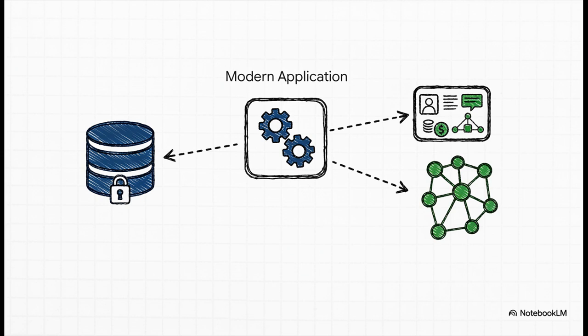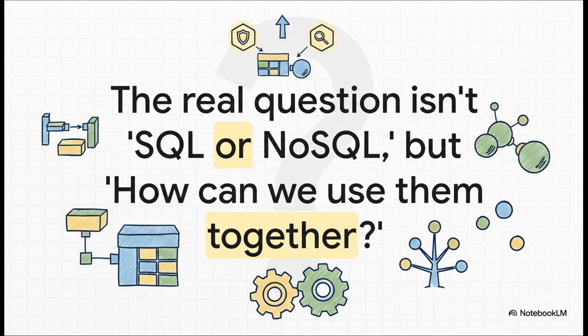They'll use a rock-solid SQL database for the super-critical stuff, like user accounts and financial transactions. And then they'll use a speedy NoSQL database for things like a real-time social feed or a product recommendation engine. It's the best of both worlds. And that really brings us to the final, most important point. The real question today isn't SQL or NoSQL. It's how can we use them together? It's about looking at this amazing toolbox we have, understanding what each tool is best at, and then combining them to build applications that are more powerful and more resilient than ever before.